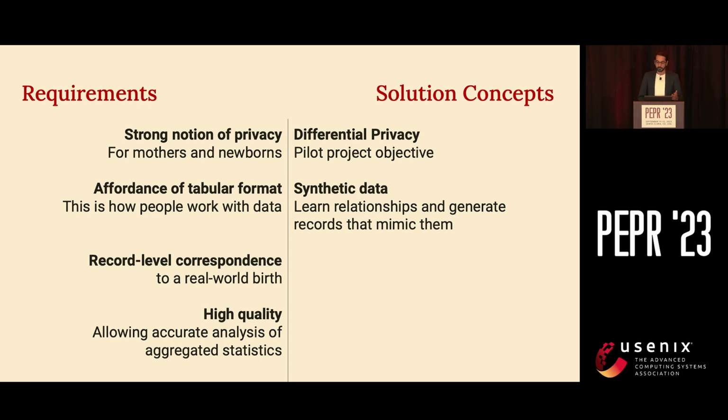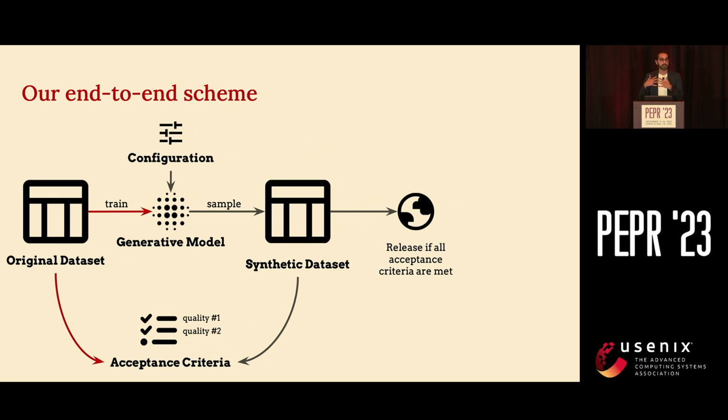A big question is how to get high quality. When working with synthetic data, usually we don't have an understanding of the guarantees if you run different kinds of statistical queries. So we came up with the idea of acceptance criteria. An acceptance criterion is a pair of an error metric between the original data and the synthetic data, and some acceptance threshold. All of it is predefined, all set by our stakeholders.